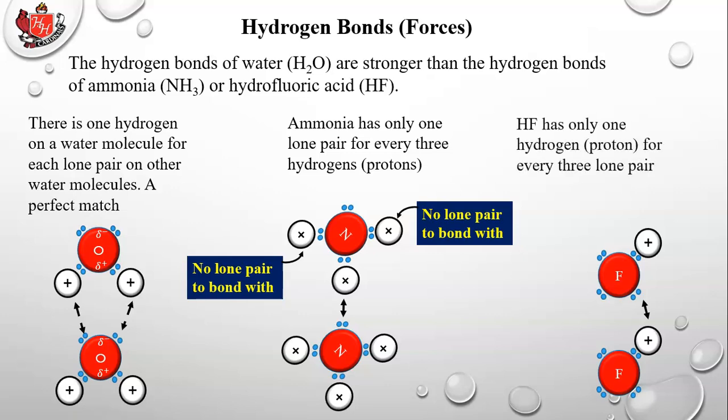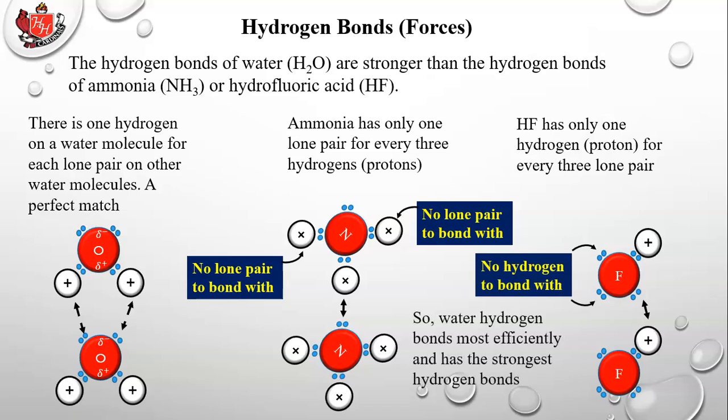Finally, the hydrofluoric acid has only 1 proton for every 3 lone pairs. So again, there's a mismatch. You have too many lone pairs on hydrofluoric acid for the number of protons. So since water has a perfect match, there's 1 proton for every lone pair on another water molecule, it's going to have the strongest hydrogen bonds. So no hydrogen bonds there for those 2 lone pairs. So water hydrogen bonds most efficiently and has the strongest hydrogen bonds.